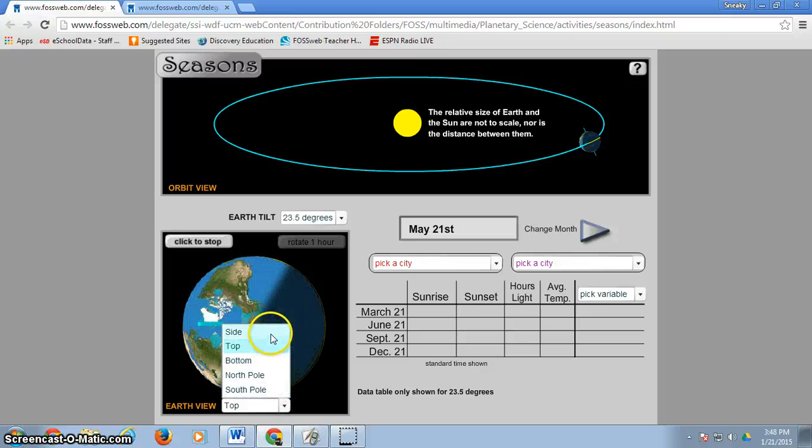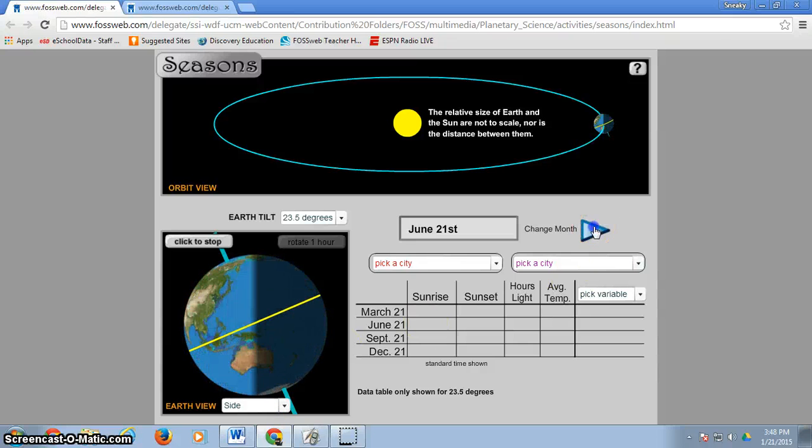Let me switch back to this side view. June 21st is our summer solstice. This is the day on which the northern hemisphere gets the longest hours of sunlight, and we can see that the North Pole is tipped the most in towards the sun.